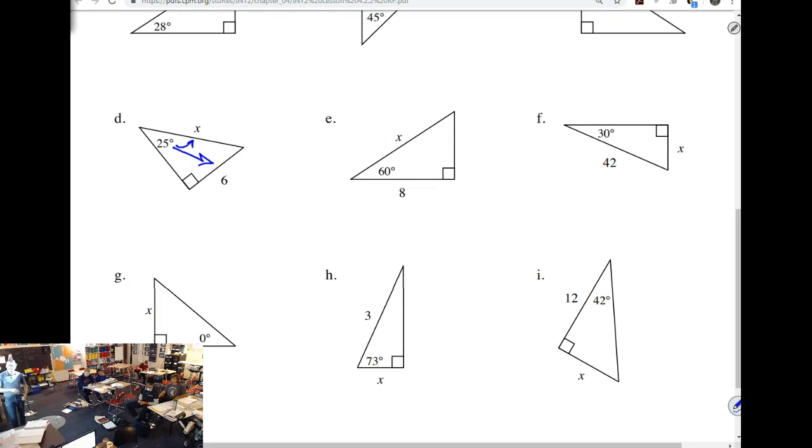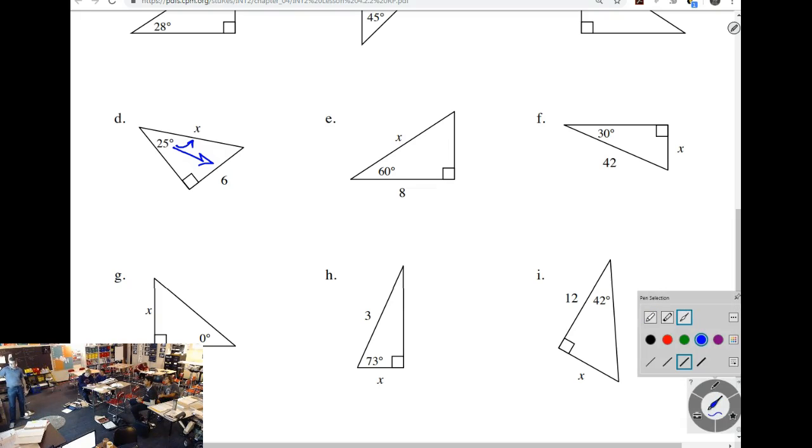I want there to be an easier way to do this. Sine of 25, 6 over x. That statement right there is your generation in a nutshell.